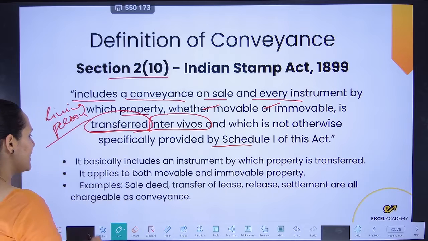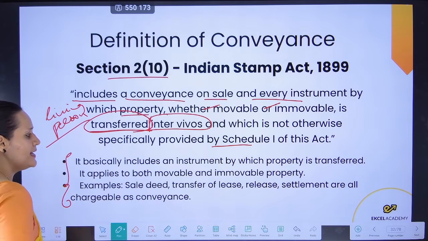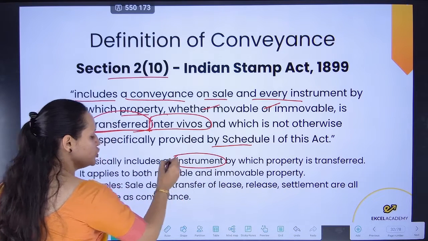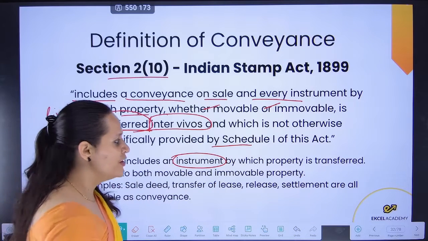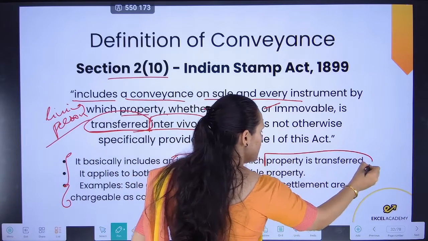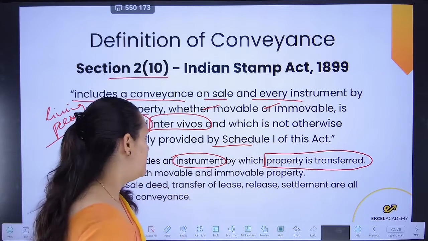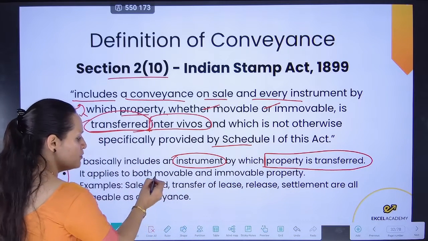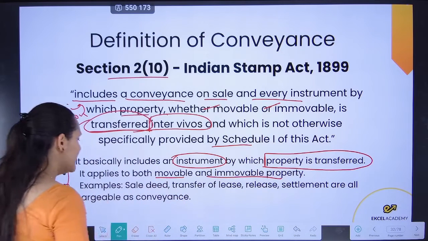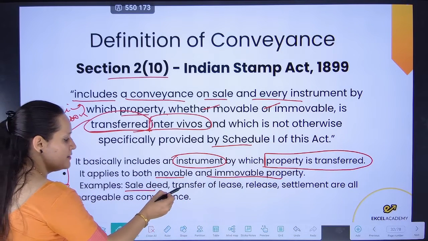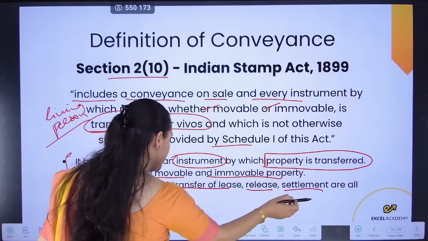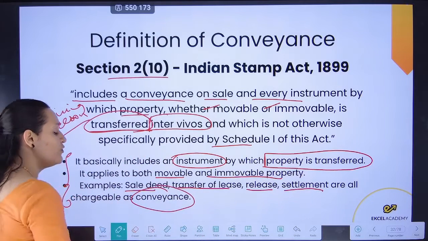Right? So it mainly focuses on three points. It says that it should be an instrument or a document in writing through which we are going to transfer a property or the interest in the property or a right in that particular property. The property can be both movable and immovable, and examples are sale deed, transfer of lease, release deed, settlement deed. All these are some kind of conveyance.